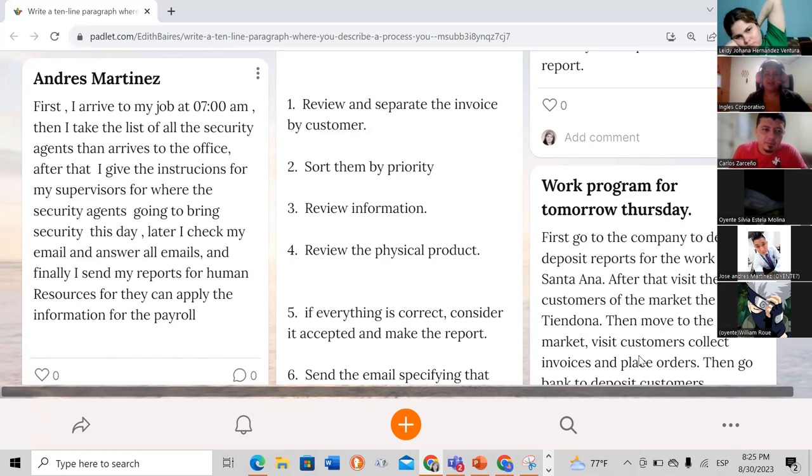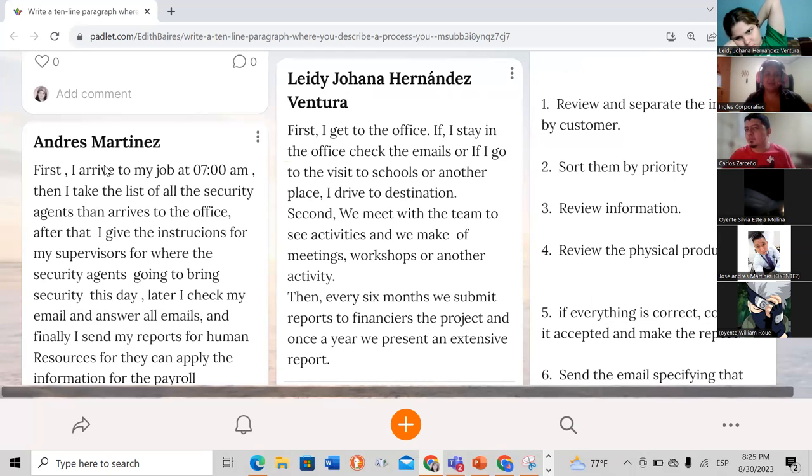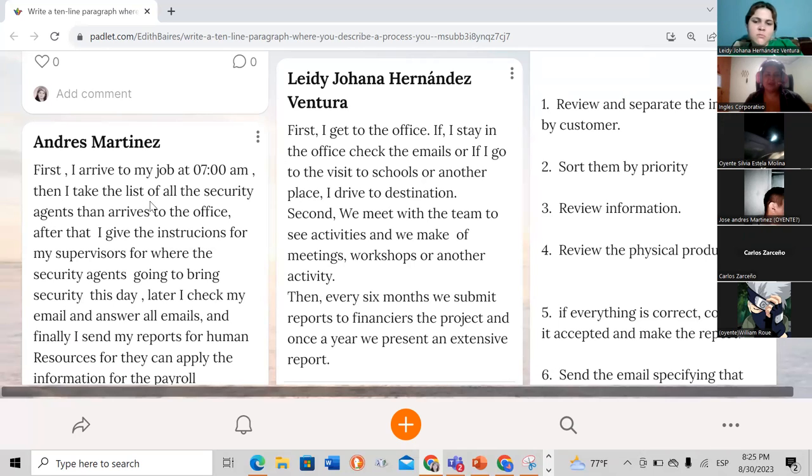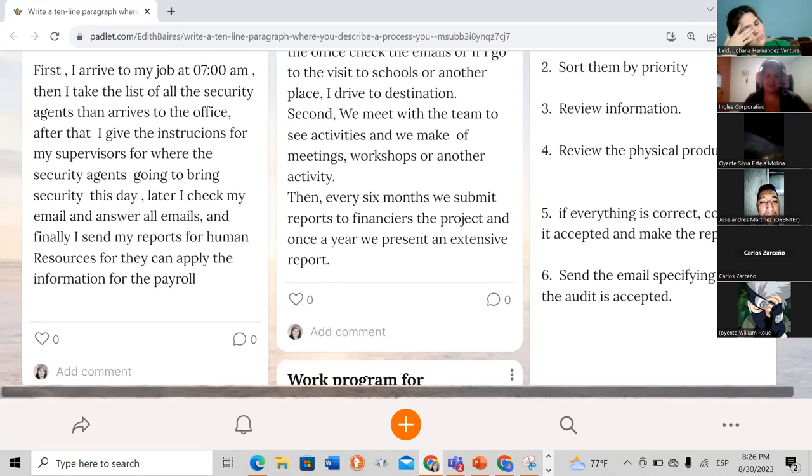Thank you so much. Okay, now Andres says: first I arrived to my job at 7 a.m. Then, comma, I take the list of all the security agents that arrived to the office. After that, comma, I give the instructions to my supervisors for where the security agents are going to bring security this day. Oh, where the agents are going to be located during the day, okay?